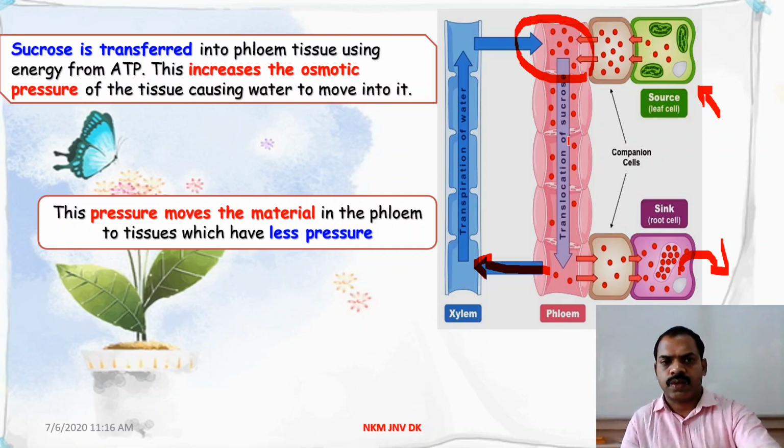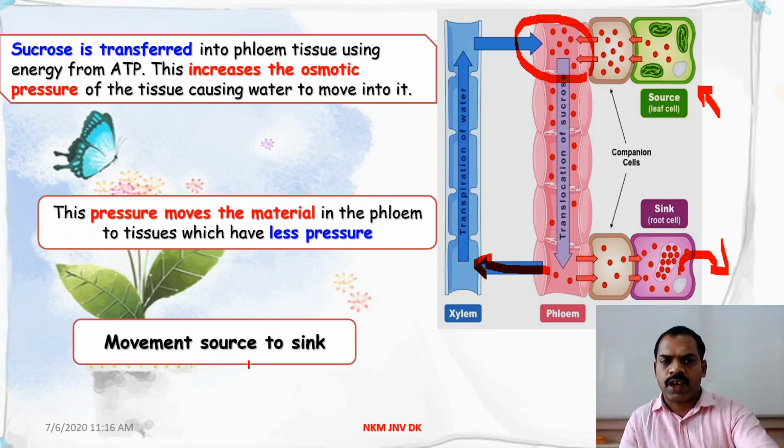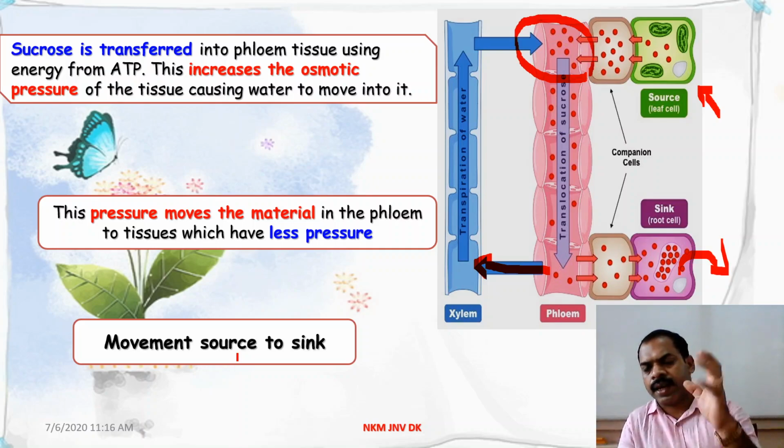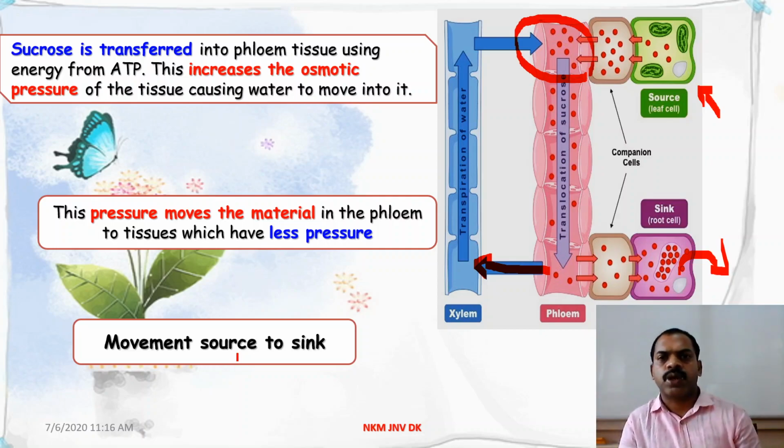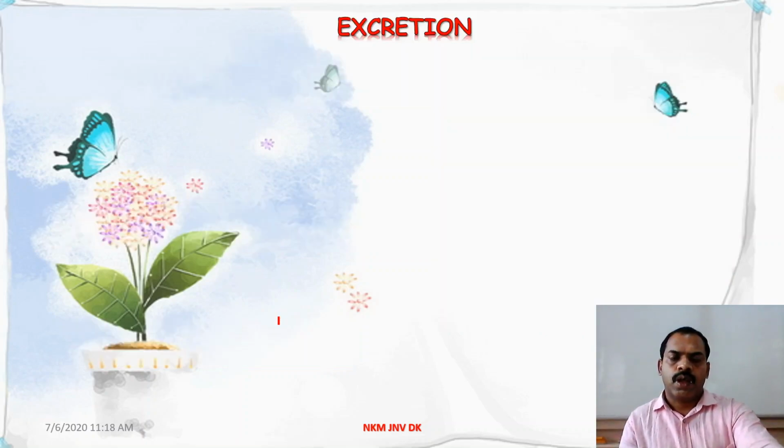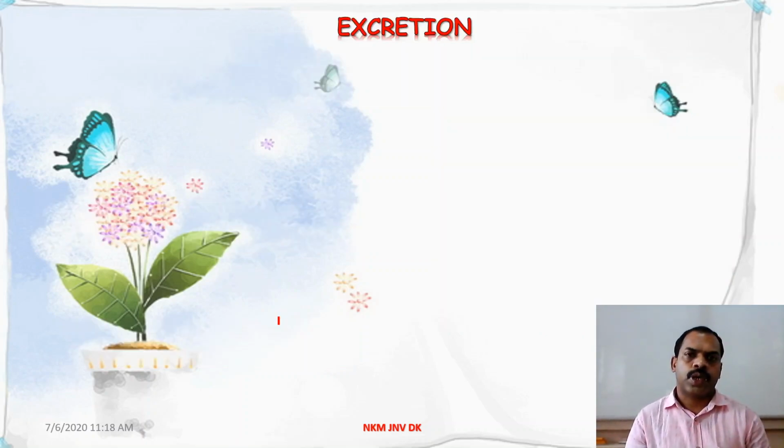Okay, so that is called source to sink movement. I told you source to sink. What is source? Where it is available, where it is produced, or where it is available more. Sink where it is less, more to less area. That osmotic pressure is generated by sucrose plus water, and water also moves along with the phloem. So remember, phloem also transports water along with the sucrose. So that is about the plant transporting mechanisms.